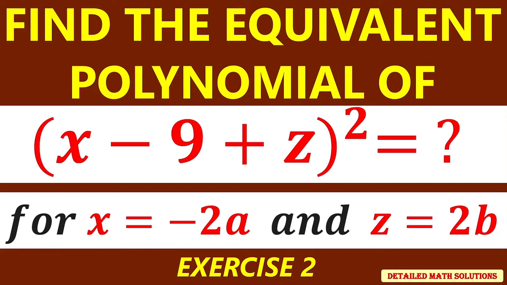In this video, I'm going to write step by step how to find the equivalent polynomial of the trinomial square displayed on the screen for x equals negative 2a and z equals 2b.